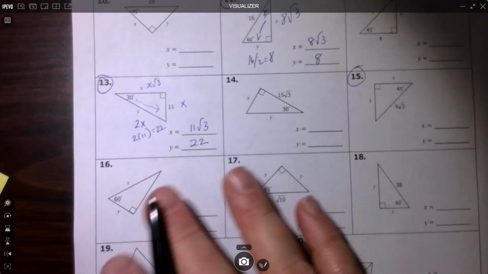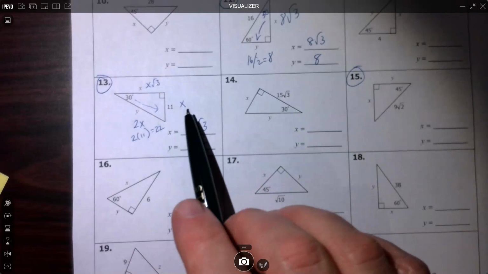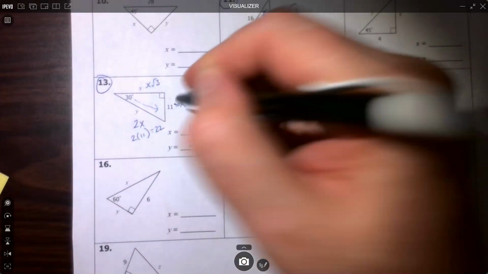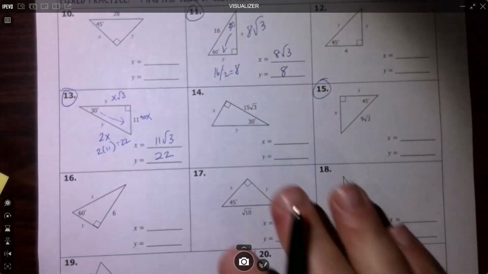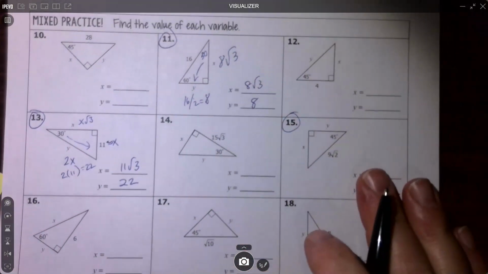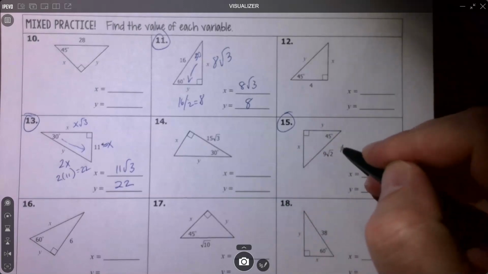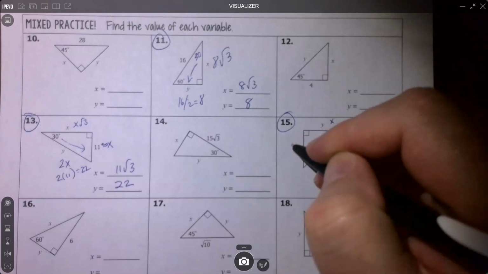So it's easier if you just put the things next to it and you just tell yourself, like this is equal to 11. So I can do it. All right, so like for instance, let's do 15. Okay, this is 9 square root of 2. Remember, this is x square root of 2. This is x. This is x.